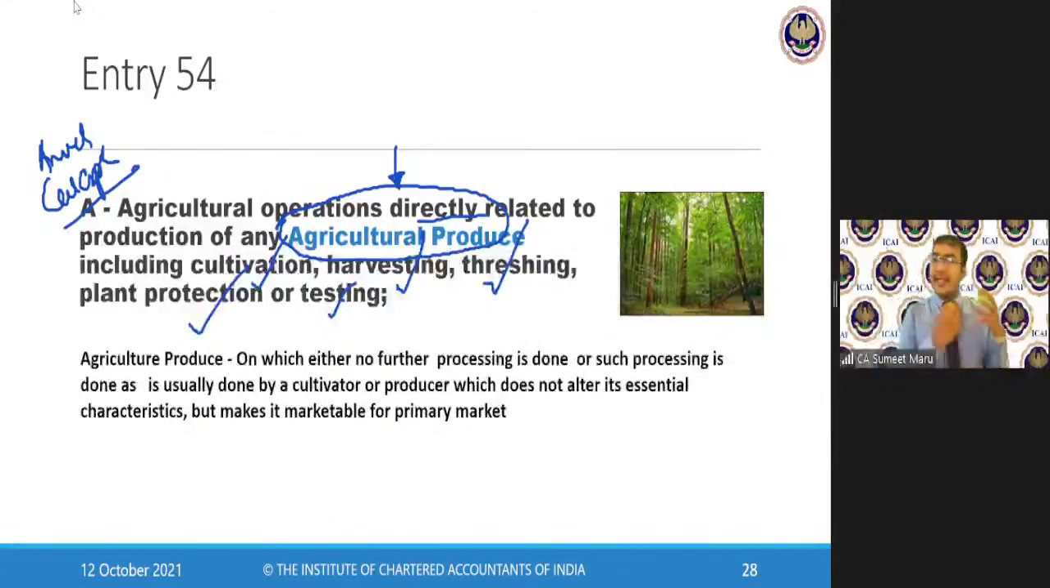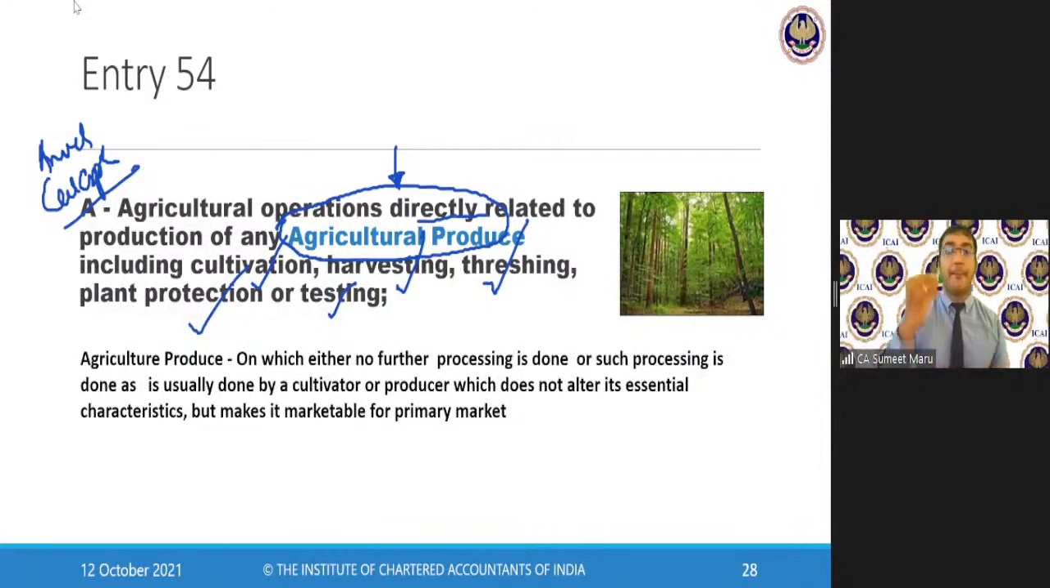Whatever things you are doing, cultivating plants or rearing animals in direct relation to the agriculture produce, it may include cultivating to grow them, harvesting to make them, threshing to cut them, or protecting or testing them. This will be exempt. Now, sir, everything is fine. It's a very normal thing which you understood till now, that whatever things you do for the agriculture produce which are directly related, it will be exempt.